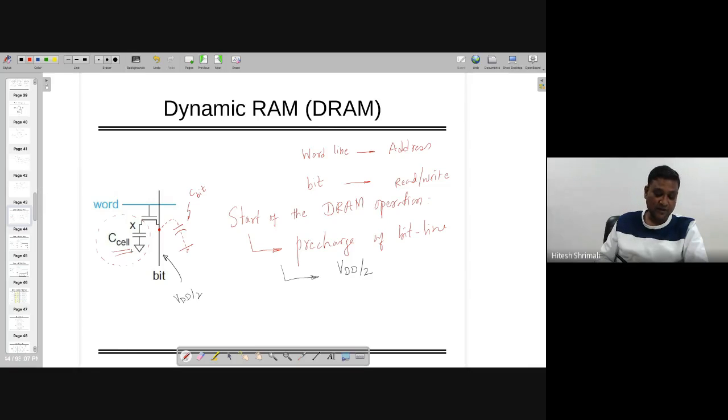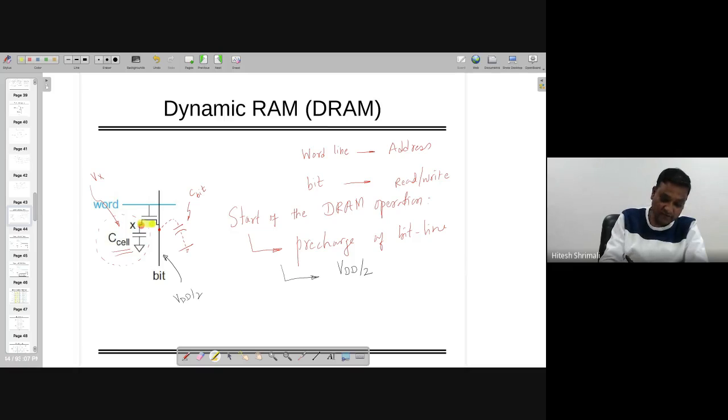right? And when this bit line is connected, so earlier the bit line was not connected, let's assume the bit line was not connected, and the C cell was already having some value, right? Let's call it Vx value. It was charged to Vx, right? And when I make this on, what is going to happen?